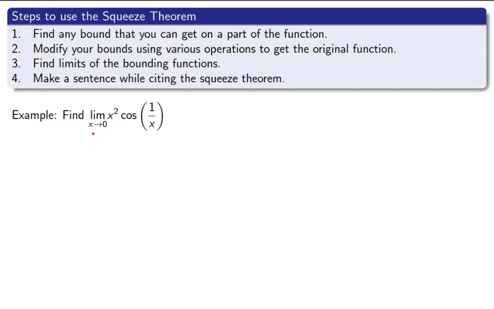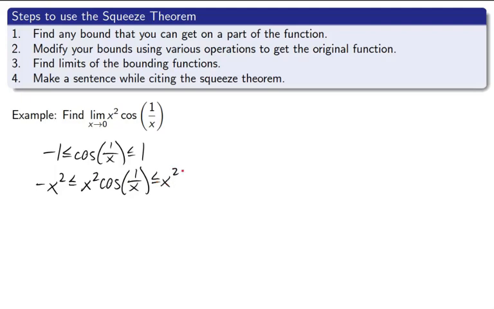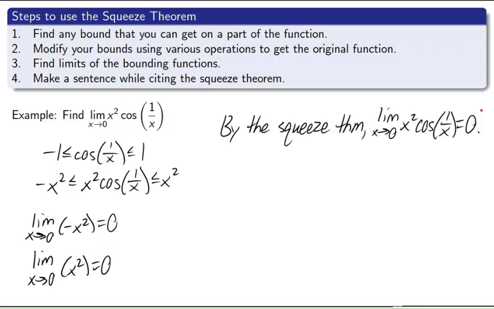Let's do another one. This time we've got the cosine of 1 over x, which is still bounded between -1 and 1. This time we've got x squared, so let's multiply through by x squared. And this really shouldn't look much different. Take a look at these limits. The limit as x approaches 0 of -x squared is 0. The limit as x approaches 0 of positive x squared is equal to 0. By the Squeeze Theorem, the limit as x approaches 0 of x squared cosine 1 over x is equal to 0.